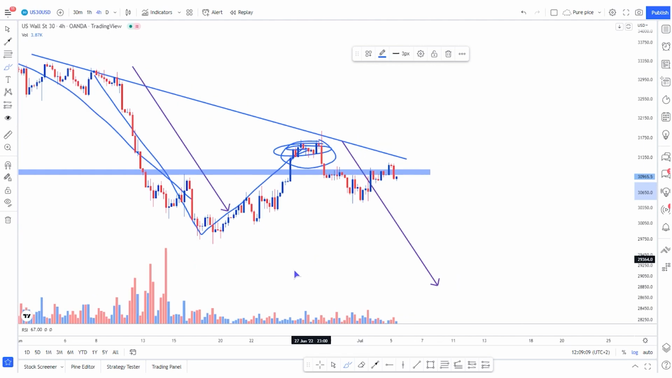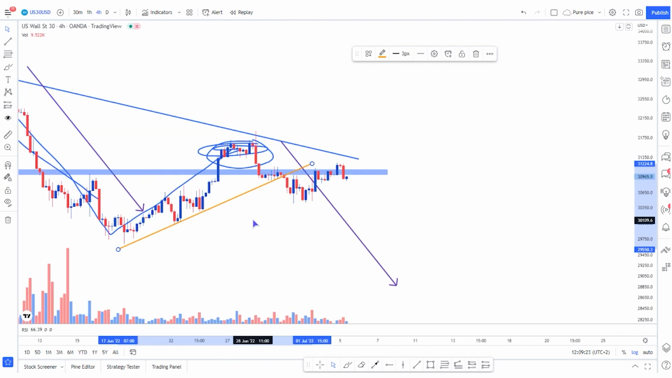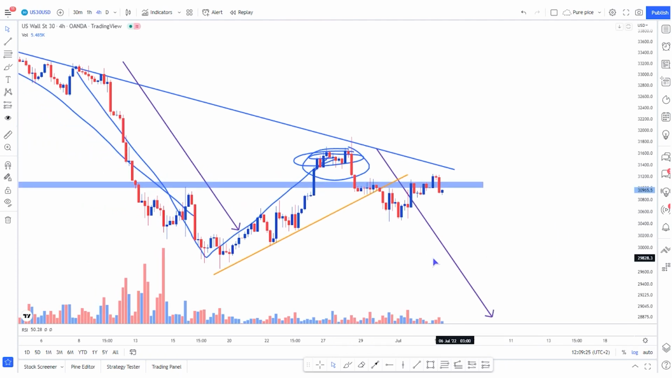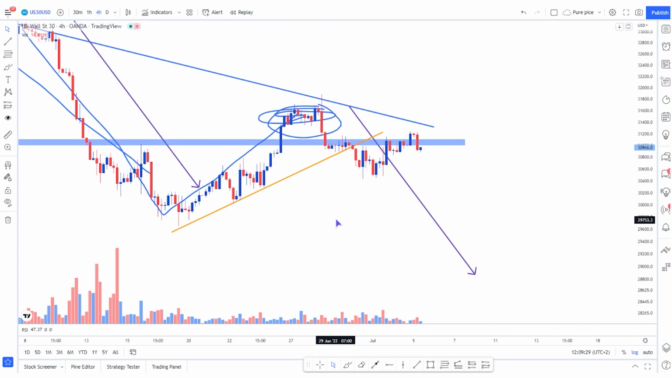Let's say now you analyze, trying to find the entry, you can draw a pattern of the corrective wave. Let me change the color a bit. So here was the flow of the corrective wave, and after you identify the flow, you have to wait for a breakout, and then you have to execute your trade. Then the breakout happened here.